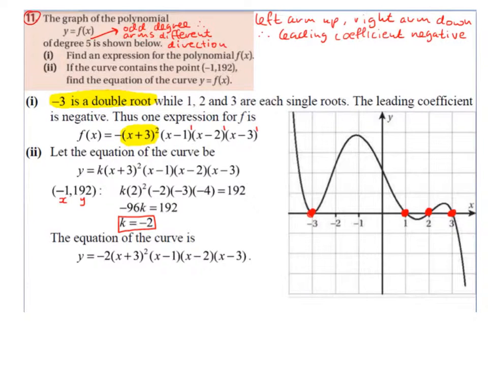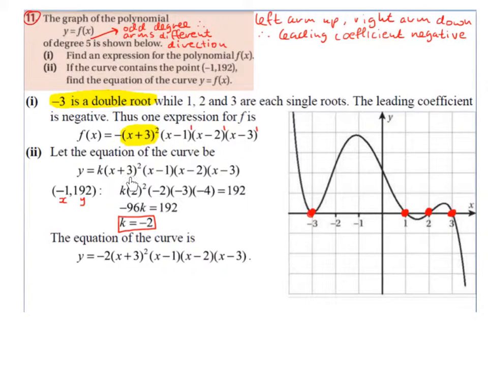So we end up with minus 1 plus 3, which is going to be 2. So we're going to have k times 2 squared. And then we're going to have minus 1 minus 1, which is minus 2. So we'll have minus 2 in brackets. Then we'll have minus 1 minus 2, which is minus 3. So minus 3 in brackets. And then minus 1 minus 3, which is minus 4. So minus 4 in brackets. And this will all be equal to 192.